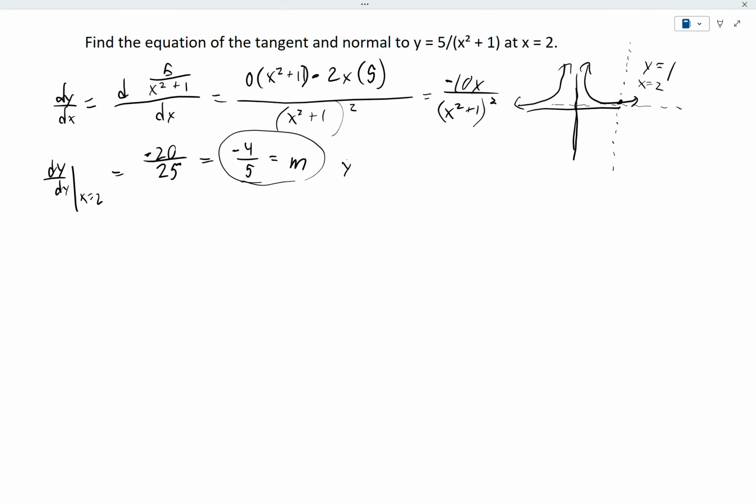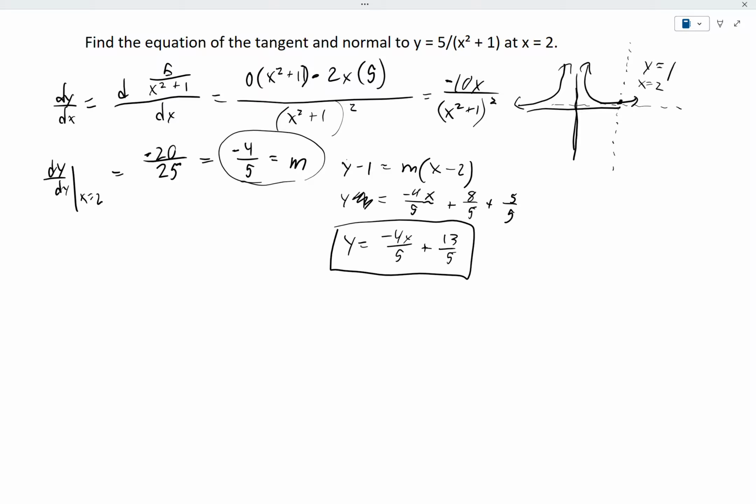So there's my slope. I'll say y minus 1 is equal to m times x minus 2. And for m, I'm putting in negative 4 over 5. Negative 4 over 5 x, and that's going to be plus 8 over 5, just by distributing it. And I'll add 1 to each side. So I'm left with y is equal to this mess. 1 is like saying 5 over 5, and then we can combine these two into one fraction. So I get y is equal to negative 4x over 5 plus 13 over 5. So this is the equation of the tangent, the line that is completely in line with the curve at that point. What about the normal that's perpendicular to the curve?